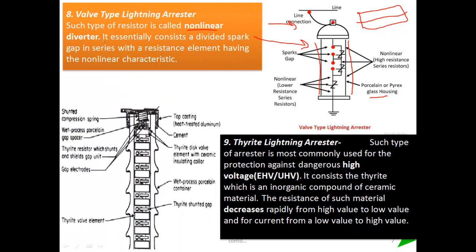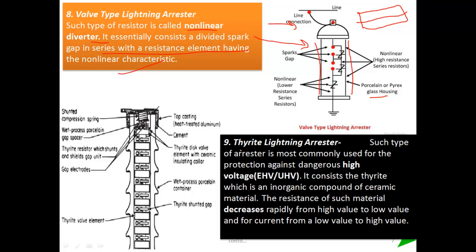These are a non-linear diverter. It essentially consists of divided spark gaps in series with a resistance element having a non-linear characteristic. Basically, if the temperature is very high, then the value of resistance varies with the temperature.